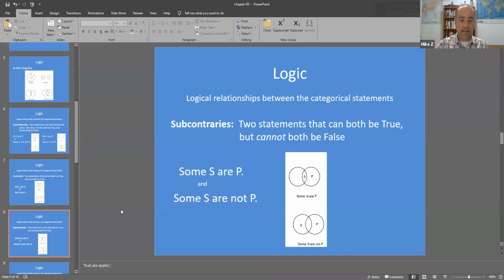Okay, subcontraries. So again, there's only one pair of categorical statements that count as subcontraries. This is when two statements can both be true, but they cannot both be false. And we sort of saw this a little bit before, right? That some S's are P and some S's are not P. It's basically the same Venn diagram. And so we know that they can both be true just by glancing at the Venn diagrams for the two categorical statements.